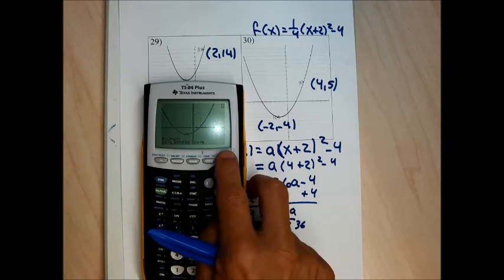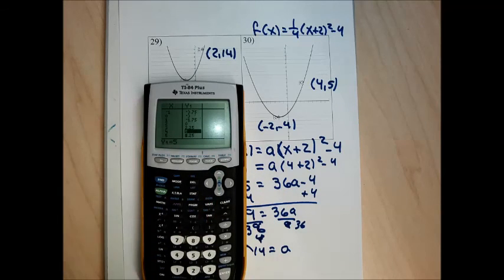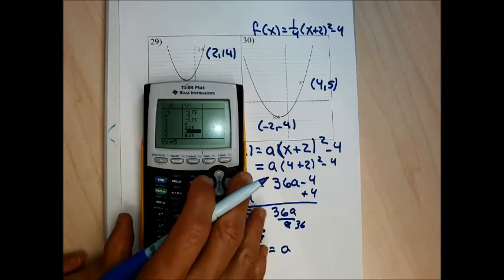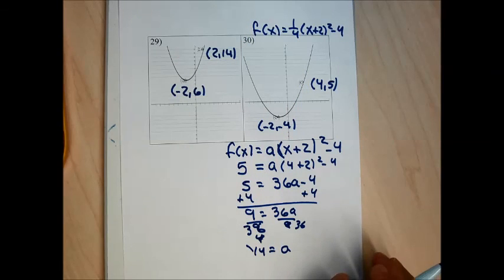Now, second table, make sure next to positive 4, I see a 5. So I feel really good about my answer. So my answer is right. Give 29 a go.